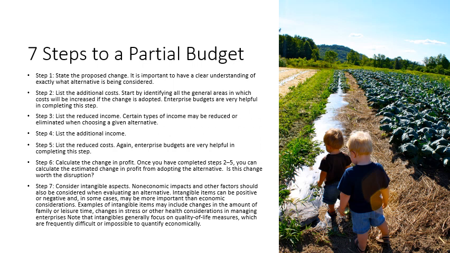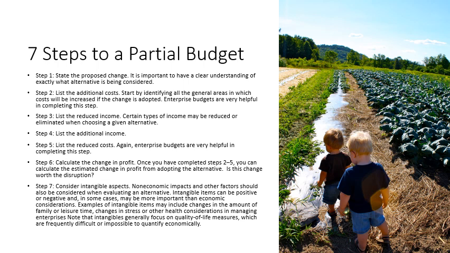There are 7 steps to partial budgeting. The first one, number 1, is really critical. You have to be able to clearly delineate what the change is and what your assumptions are around that change, and exactly what the alternatives are that are being considered. The next step would be to list the additional costs from the alternative. The next one after that would be to list all the likely reduced income from the alternative compared to the status quo. Then you would list the additional income compared to the status quo, and then list the reduced costs compared to the status quo.